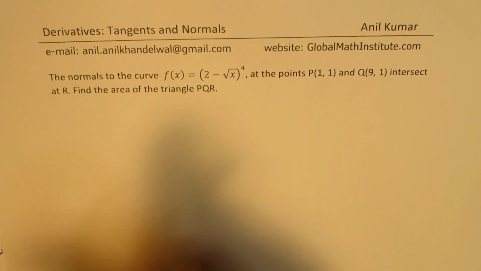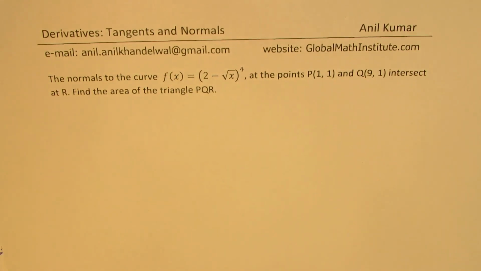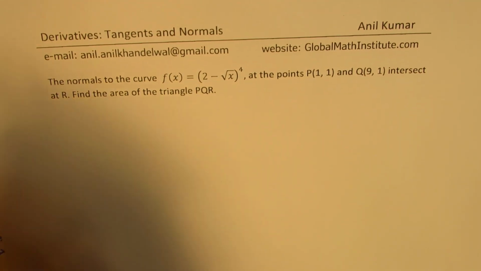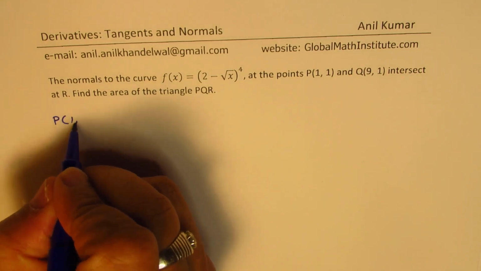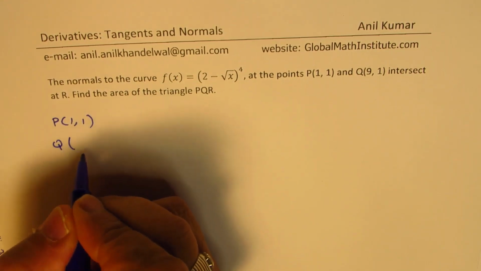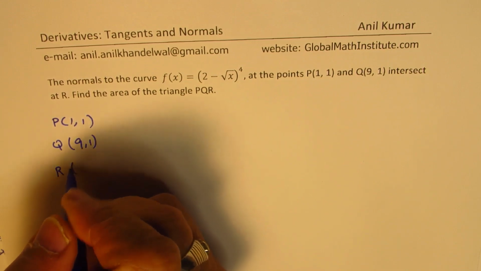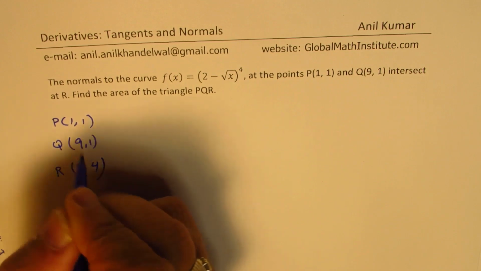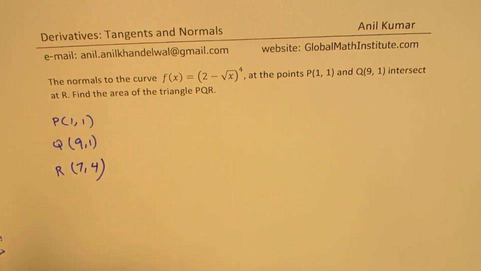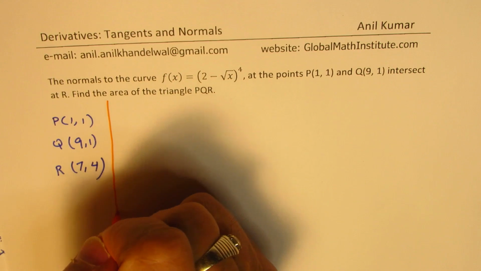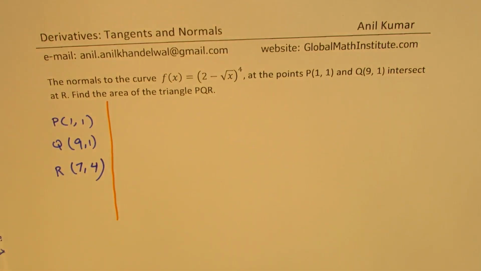So what we found was that the point P is 1, 1, Q is 9, 1, and R is 7, 4. Correct? So these are the 3 points, and they definitely form a triangle. Now, how do we find the area of this triangle? This is kind of a scalene triangle, right? How do we find the area of this particular triangle?